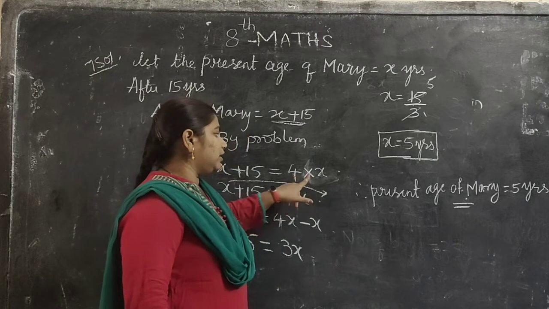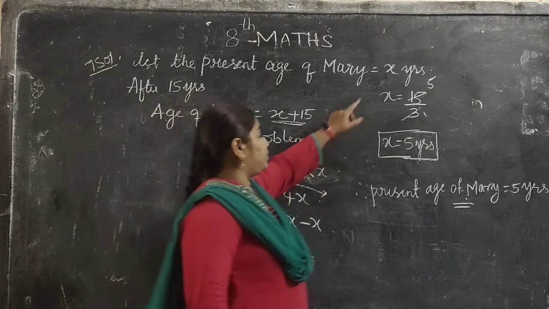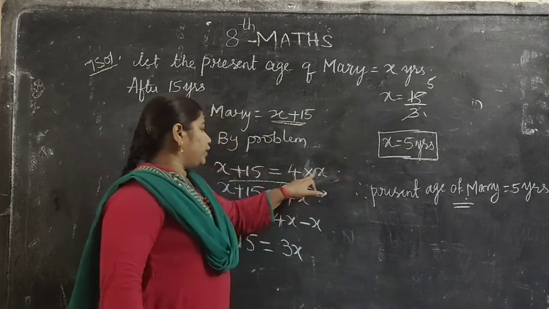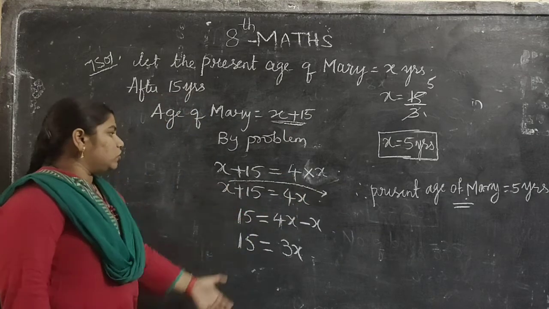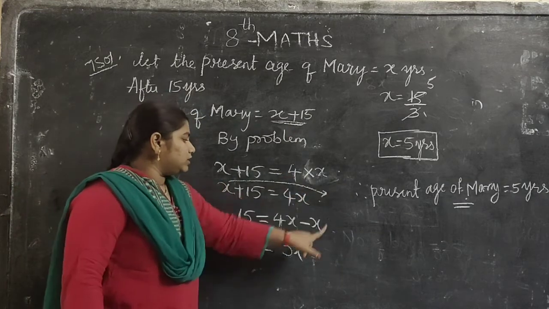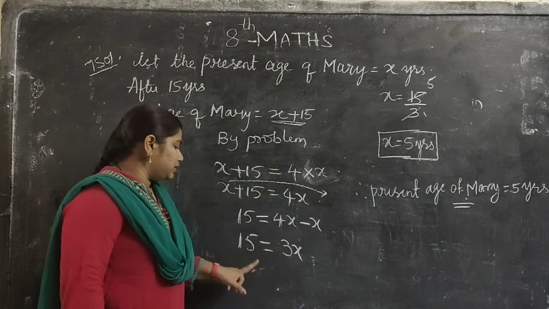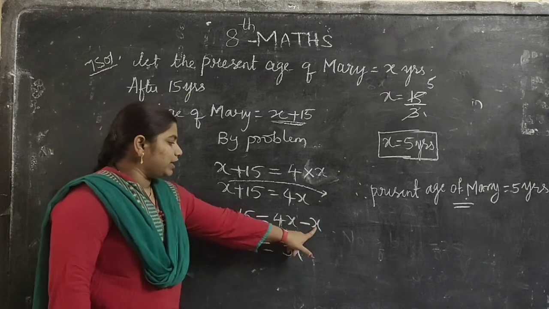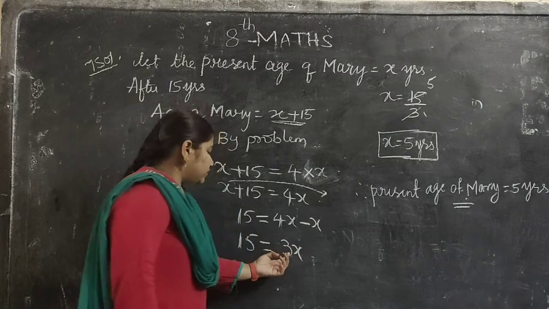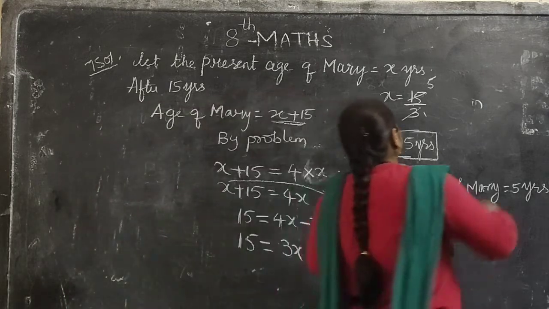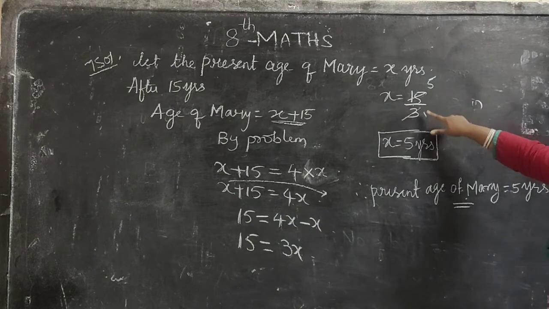4 times is nothing but multiplication. Her present age is x. So 4 into x will be 4x. Now we can solve this. Send this x to other side, that will be minus x. 15 is equals to 4x minus x. 15 is equals to 4x minus x will be 3x. Transpose this 3 to other side, that will be division. X is equals to 15 by 3.